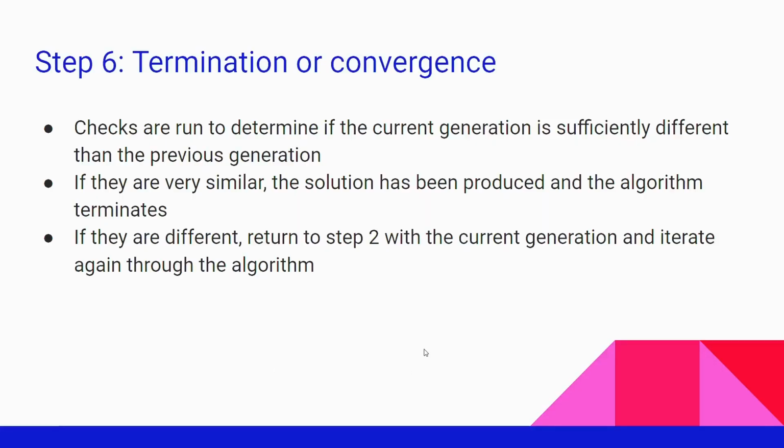All right, so we have now reached the final stage of the algorithm, known as termination or convergence. Checks are run to determine if the current generation is sufficiently different than the previous generation. If they're very similar, then the solution has been produced and the algorithm will terminate. However, if there are still large differences, we will return to step 2, which is determining the fitness score, and we will do that with the current generation and iterate again through the algorithm.